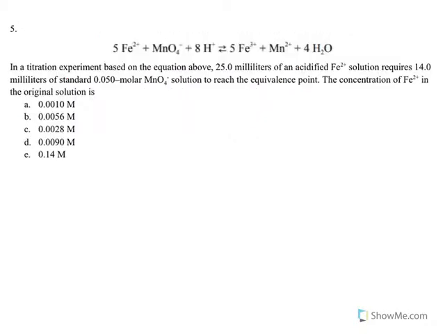So this next one, a titration experiment based on the equation above. 25 milliliters of acidified Fe2+ solution requires 14 milliliters of standard 0.05 molar MnO4 1- solution to reach the equivalence point. So the equivalence point just means at that point there are equal number of moles of both. So what's the concentration of the Fe2+ solution then? So you could actually work this one out by converting to moles and comparing the moles and seeing everything there. But in a titration like this, it's much easier just to use MV equals MV.